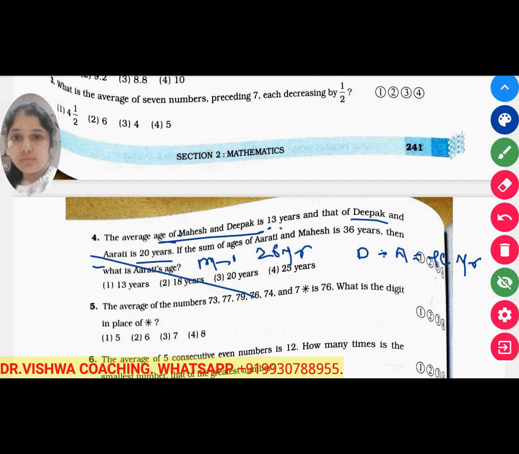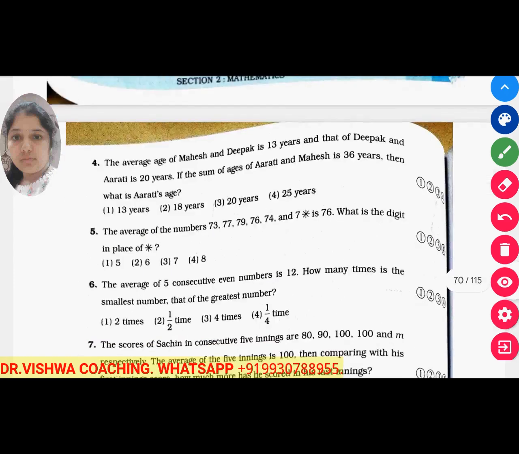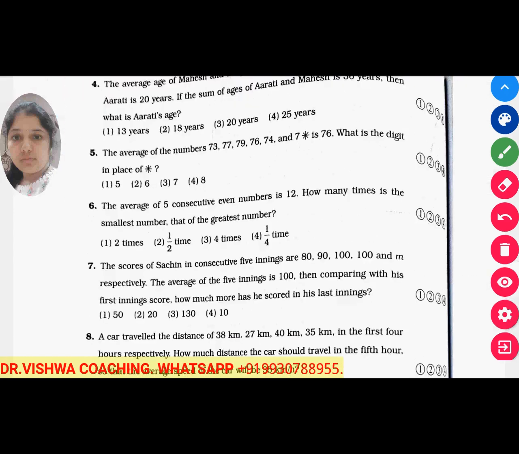And we know Aarti and Mahesh's age, which is 36 years. Okay, now we have to find the Aarti's age. So we just substitute the Mahesh age with Aarti's age. Okay, so what you can do here, you have to substitute this Mahesh age with Aarti's age and you can find out the age of Aarti. If you are not able to solve, I will help you, but right now I can't do because my pen is not working properly.